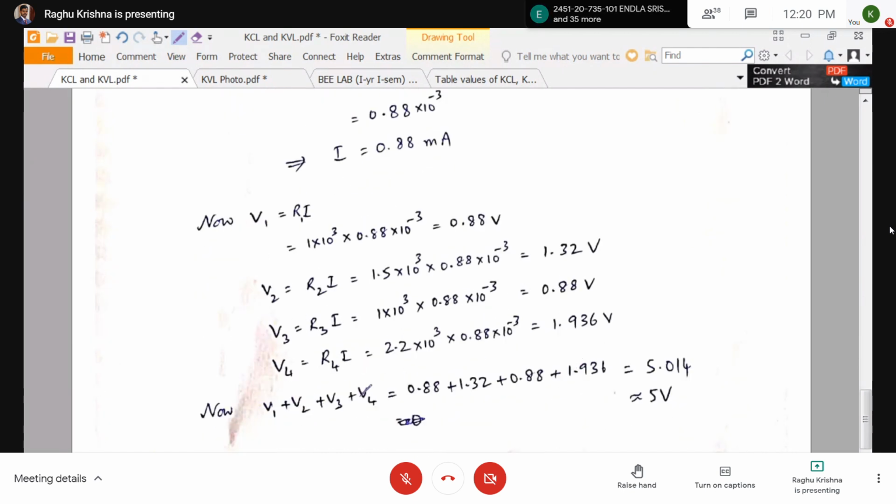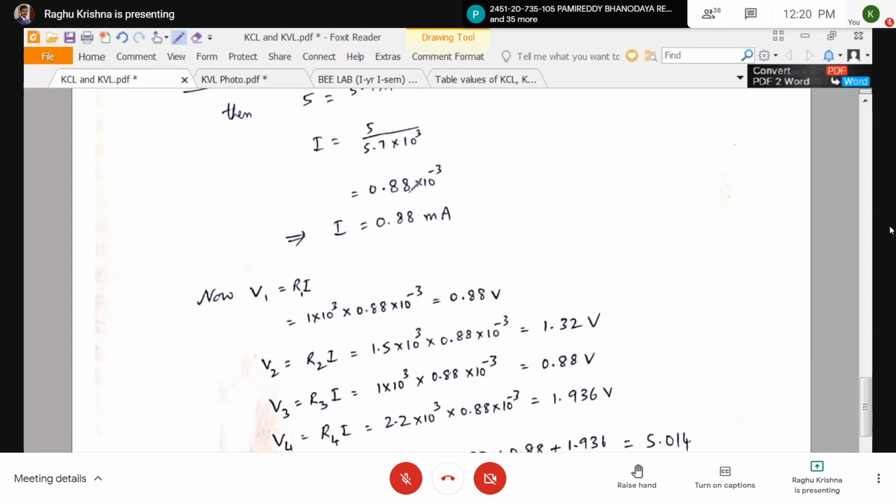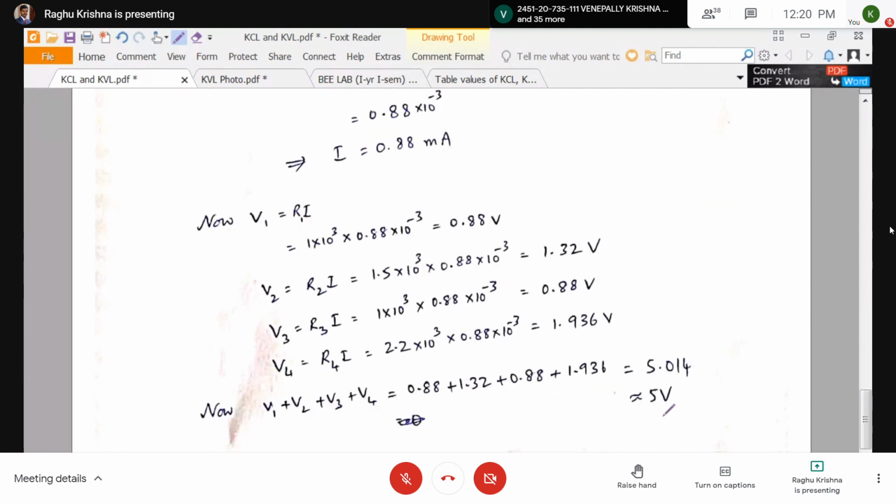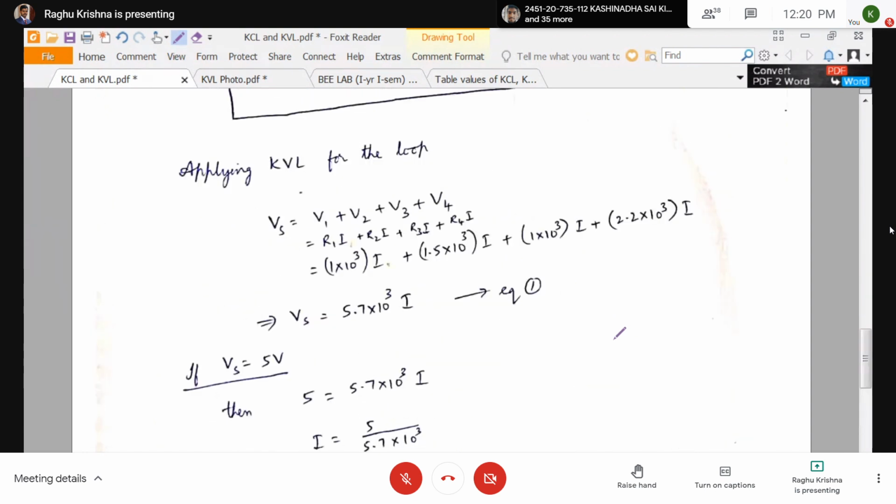Similarly, V3 and V4 you are going to get these values. Now if you add V1, V2, V3, V4, you are going to get some 5.014. Why? Because the values are approximated. 5 by 5.7 is not exactly 0.88, so I approximated to 2 decimal points, which is nearly equal to 5 volts. So this is the verification of KVL.